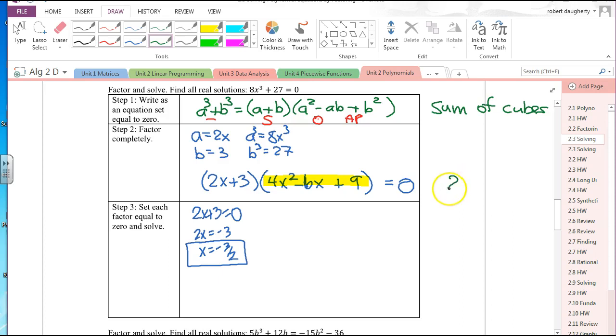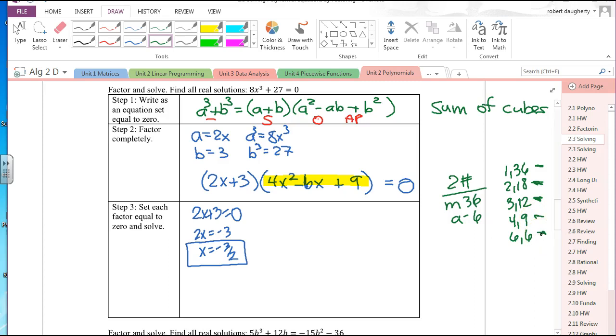Well, if it factors, there are 2 numbers that multiply to 36 and add to negative 6. The factors of 36 are 1 and 36, 2 and 18, 3 and 12, 4 and 9, and 6 and 6. There is no way to add or subtract any of these numbers and get a 6 or negative 6. This one is either going to be 35 or 37. That's 16 or 20. That's 9 or 15. This is 5 or 13. That is 0 or 12. So I cannot factor this.